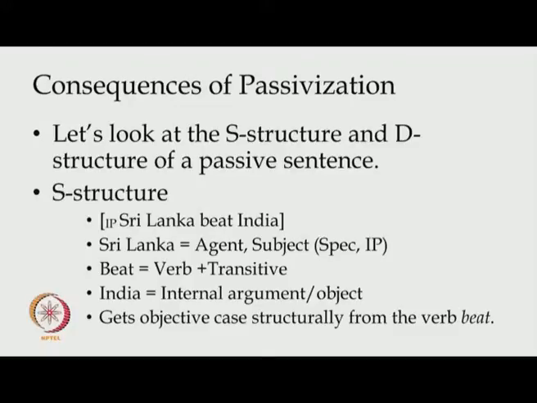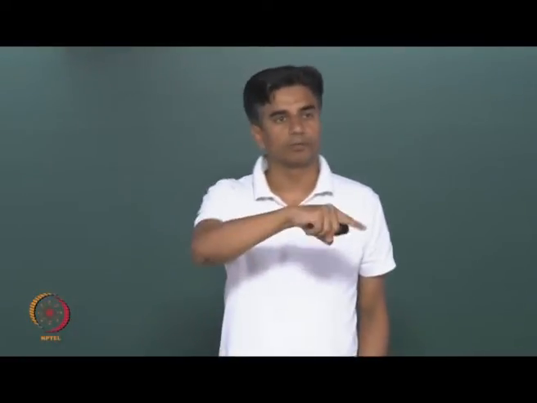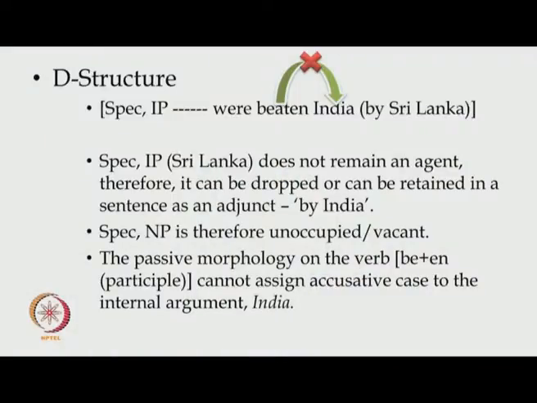So look at the deep structure and S-structure of an active sentence. In an active sentence it's an NP. At S-structure, Sri Lanka beat India, that's an active sentence, where Sri Lanka is an agent, subject, it has an agent theta role. See this thing? Now we are looking at an active sentence. Beat, the verb, is a transitive verb. India, internal argument, an object, gets accusative case structurally from the verb beat. Good, everything is taken care of in this sentence. When we look at the deep structure of a passive verb, then we see the problem that we were discussing. The problem is the spec position of IP does not get an agent theta role.